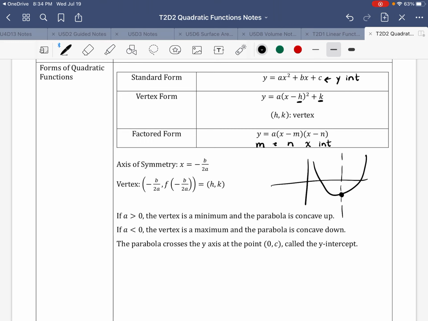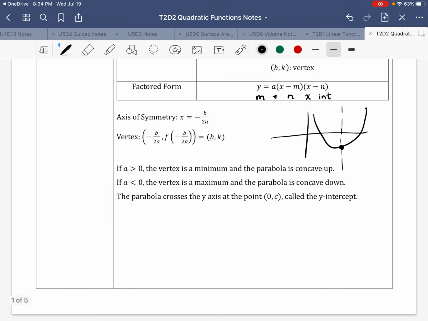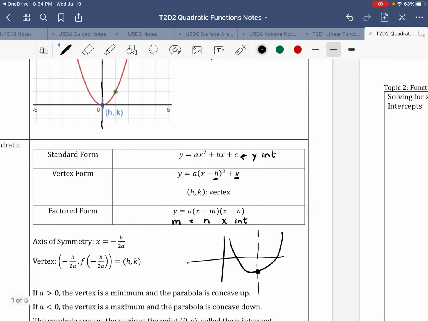If our a value is positive, then the vertex is the minimum, and the parabola concaves up. If a is less than 0, then the vertex is the maximum, and the parabola is concave down. The parabola crosses the y-axis at the point (0, c), and that's our y-intercept.